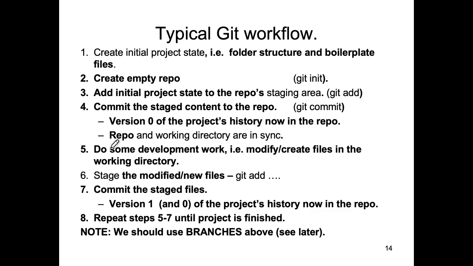Then you go off and you do some editing of files. You do some development work. You stage and commit those modifications. The staging is the git add command. The commit is the git commit command. And you just stay in this sequence until the project is finished. So that's the flow, and that's what you've been doing in the labs, really.